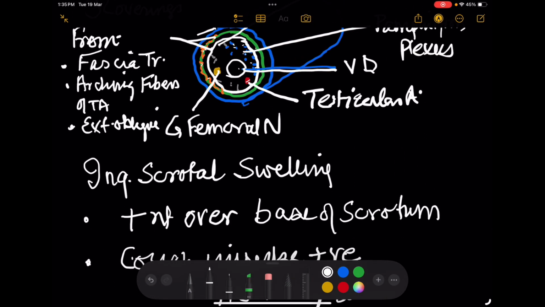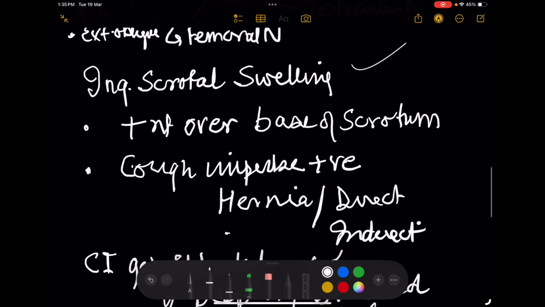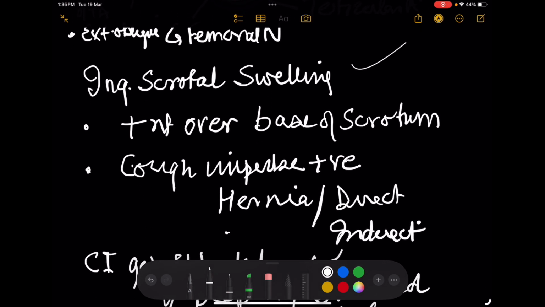So, what is the pathology in the inguinal canal? It leads to inguinoscrotal swelling. It is not scrotal only, but inguinoscrotal, because you cannot reach above the swelling by pinching on the base of the scrotum.